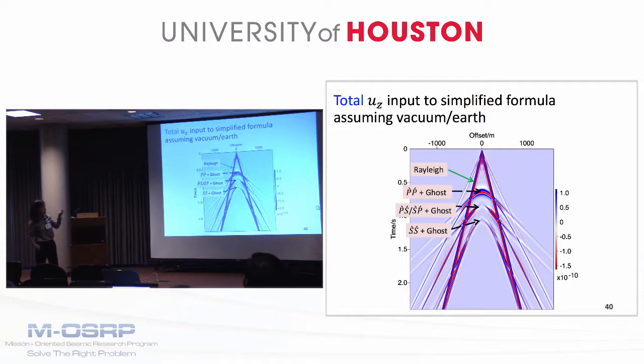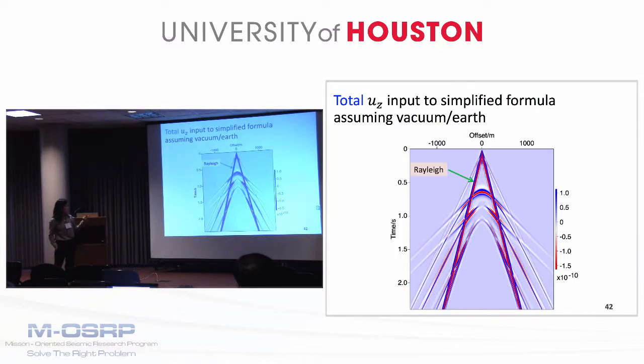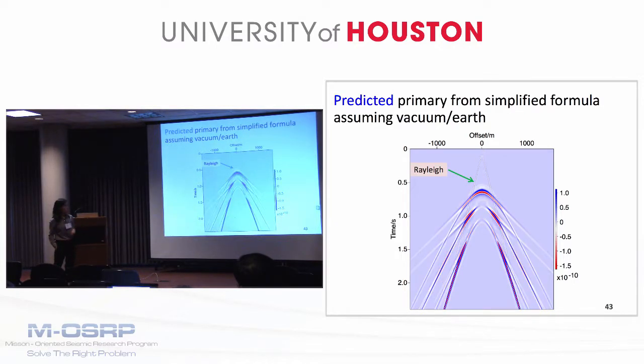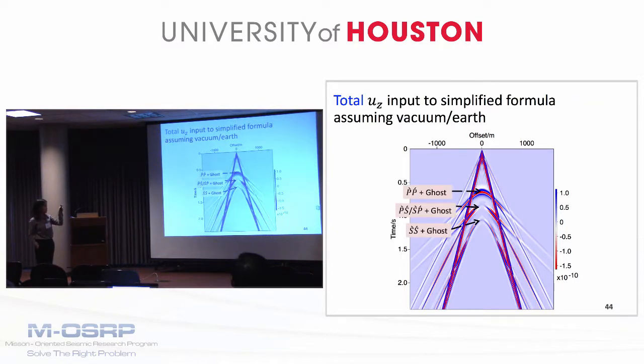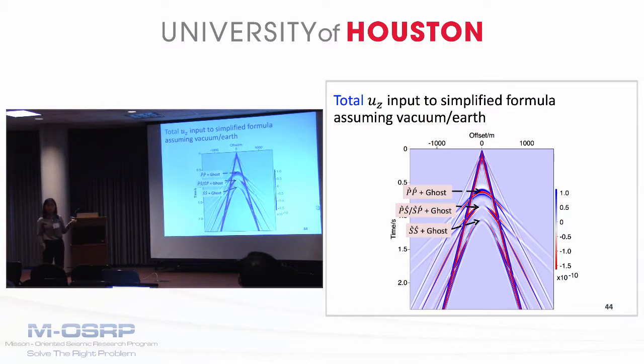Now let's input this data together with ux and Fz into that simplified algorithm, which assumes a vacuum Earth model. You will have this result. Flip back and forth, you can see the majority of the energy of the Rayleigh wave is reduced in your output. There is a residue, but the energy here is really very weak. In addition to that, these three events include both primary event and the ghosts. Their amplitude will be halved in the output. That is because there are no ghosts anymore.